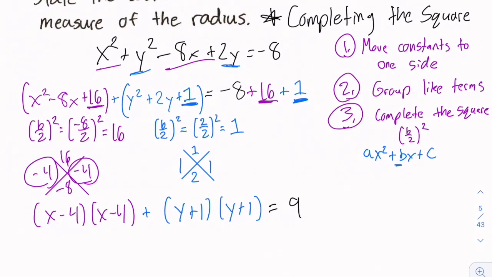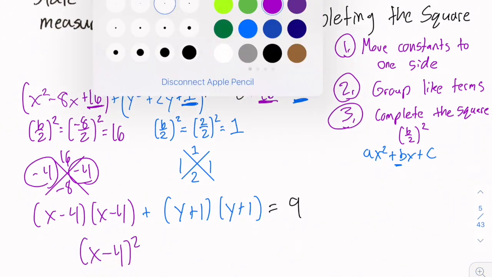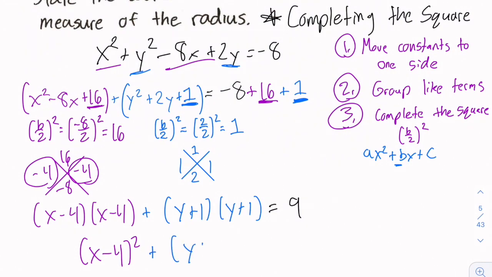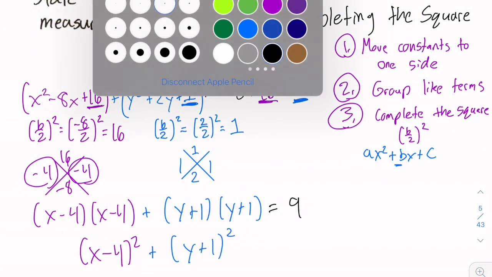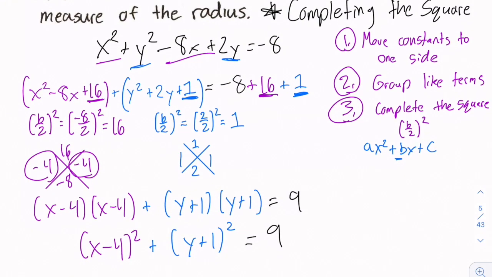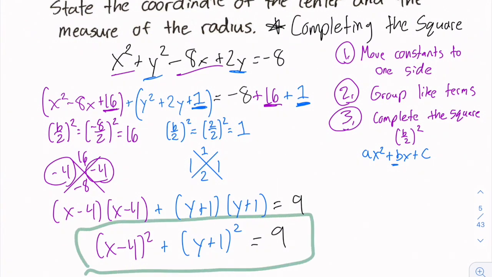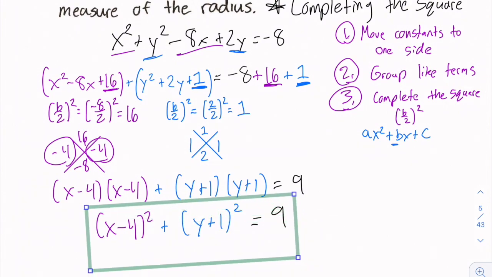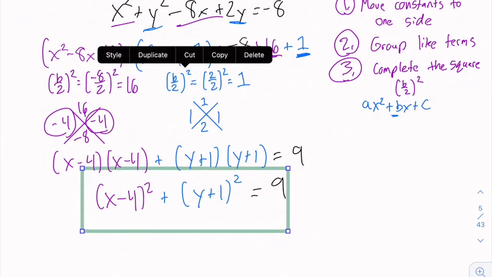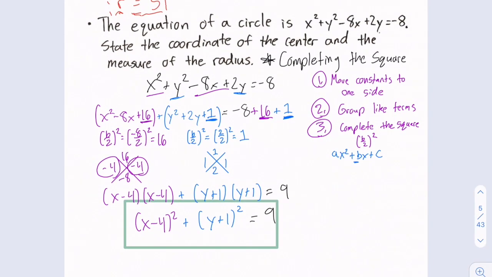Again, the reason why they call it completing the square is because now this right here is a square. You can simplify this to (x minus 4) squared. And this here is (y plus 1) squared equals 9. Boom. This now is your equation of a circle, but we are not officially done, because what the heck is that? What's our goal? Look at the problem. Our goal is to state the coordinate of the center and the measure of the radius.